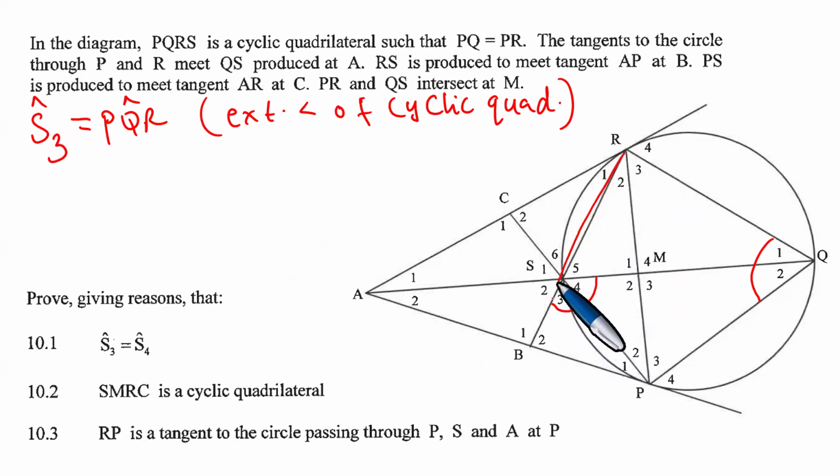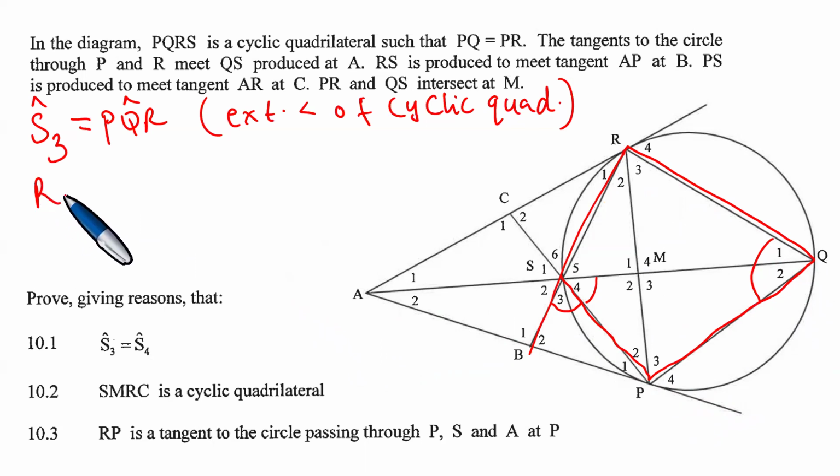Obviously, you need to understand that this is the cyclic quad we're talking about here. Let's just do this to make sure that we're on the same page. So S3 is equal to PQR, exterior angle of cyclic quad. So the exterior angle of a cyclic quad equals the interior opposite angle.